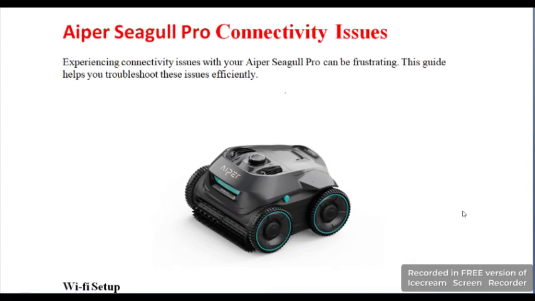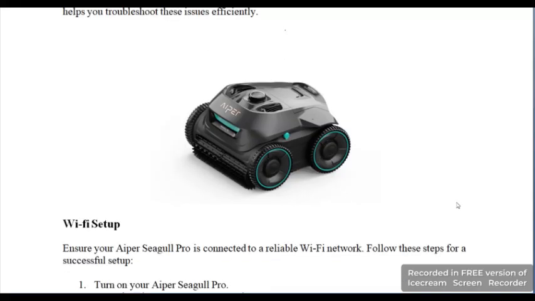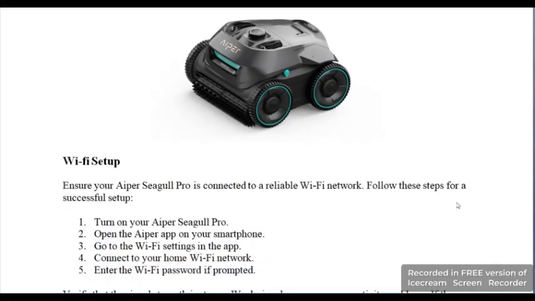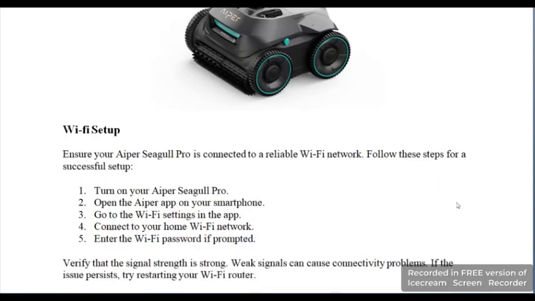Aiper Seagull Pro connectivity issues. Experiencing connectivity issues with your Aiper Seagull Pro can be frustrating. This guide helps you troubleshoot these issues efficiently. Wi-Fi setup. Ensure your Aiper Seagull Pro is connected to a reliable Wi-Fi network. Follow these steps for a successful setup.